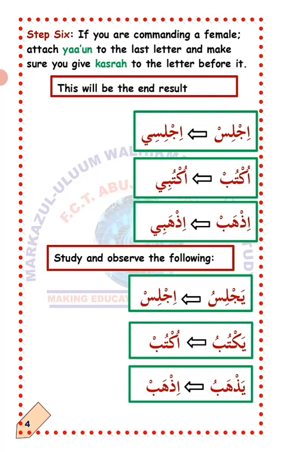Yajlis, so the amr from yajlis is ijlis. Yaktub, the amr is oktub, female, oktubi. Ijlis, female, ijlisi. So the amr from yadhab is idhab. Idhab for a male person and idhabi for a female person. La'allaka fahimt? I hope you understand.